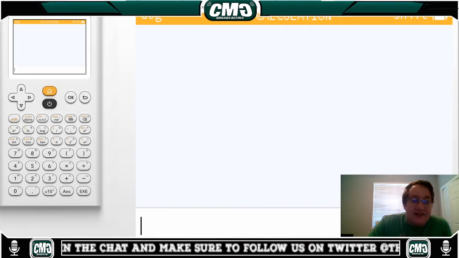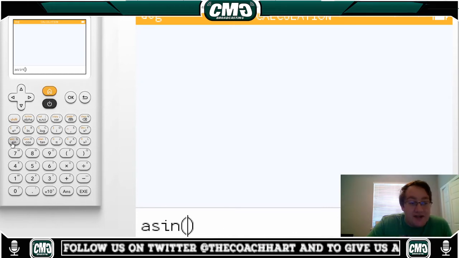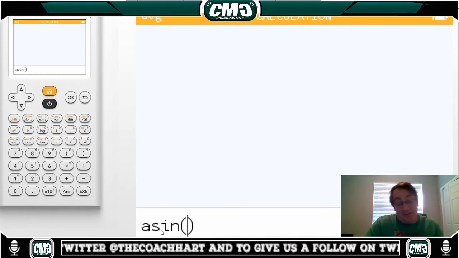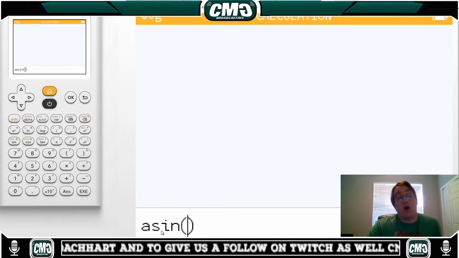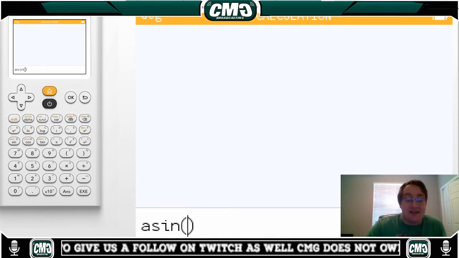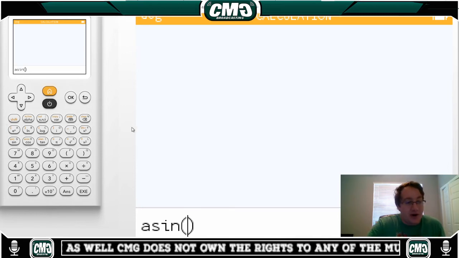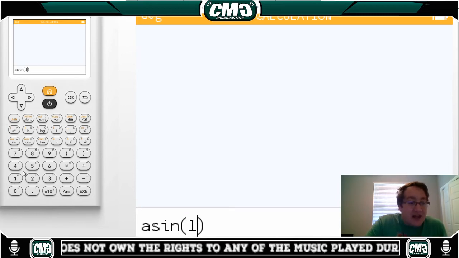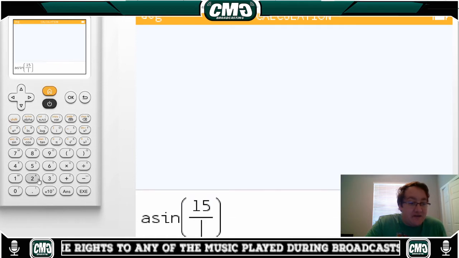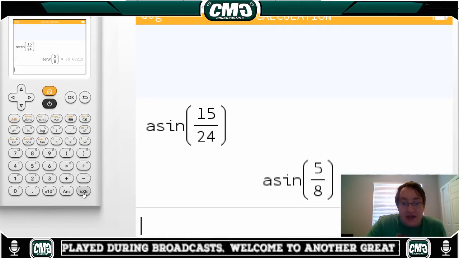Now we're going to hit the sine button, but we've hit shift. So notice what's going to happen is it is an inverse sine. Now, if you have a graphing calculator of your own that is not this, it may say sine to the -1. They're the same thing. We're not worried about that right now. And then we'll just put in 15 divided by 24 and hit equals. Notice we get 38.68.